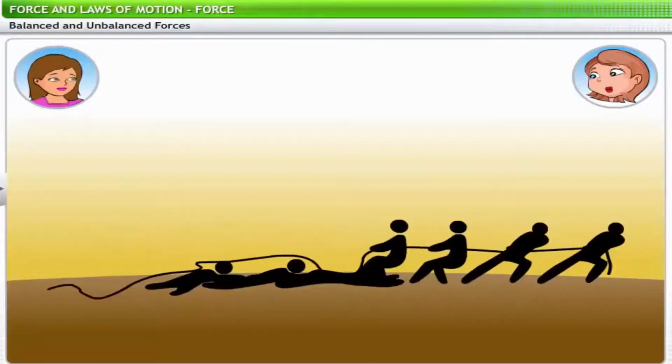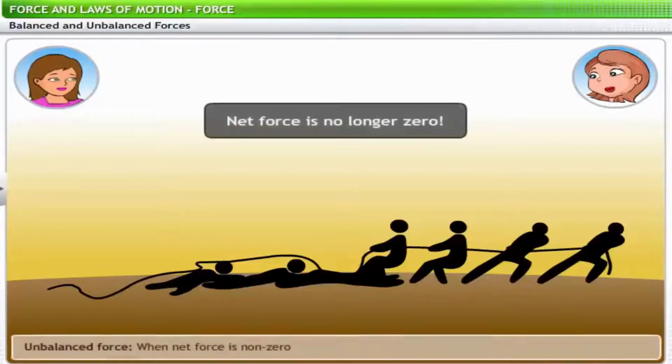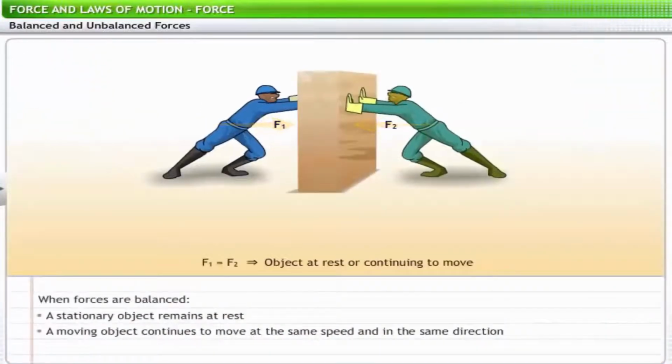See, the team with more people won. That's because adding another person made the forces on both sides unequal, and the net force was no longer zero. In such a case, the forces are said to be unbalanced. The concept of balanced and unbalanced forces applies to objects at rest as well as moving objects.